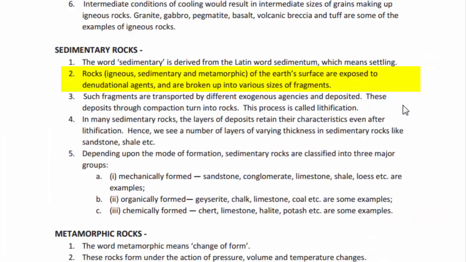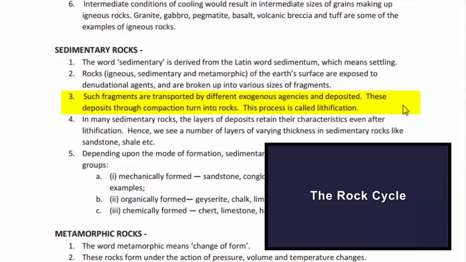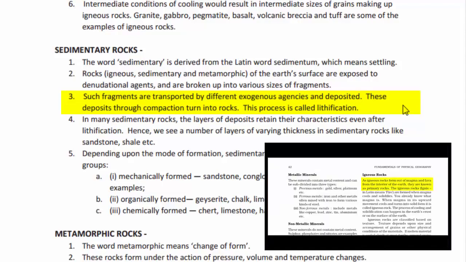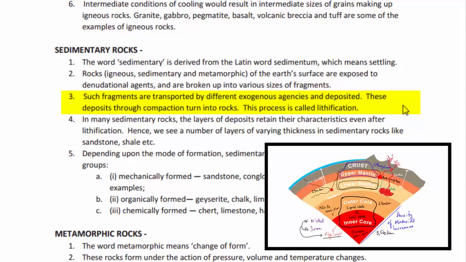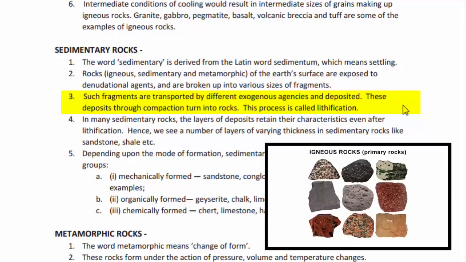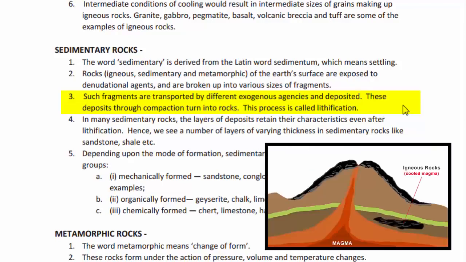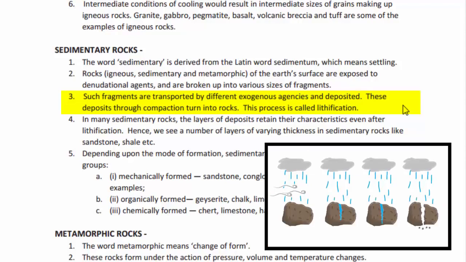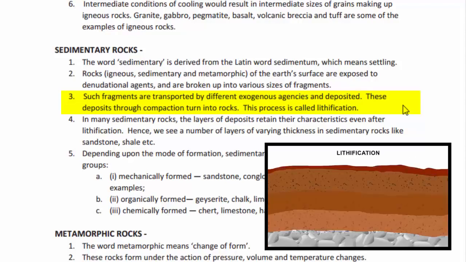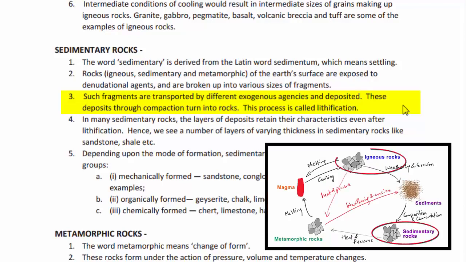It happens to all types of rocks, that is igneous, sedimentary and metamorphic. Such fragments are transported by different exogenous agencies and deposited. These deposits through compaction turn into rocks. This process is called lithification. Now this process is also known as the rock cycle. I've made a video on it, do check it out. Nature has such a nice way of performing this rock cycle. Rocks are eroded with the help of exogenous forces like wind, air, ice into tiny little soil debris. These debris move from one place to another again with the help of the same exogenous forces.